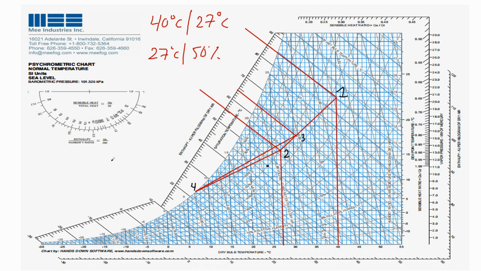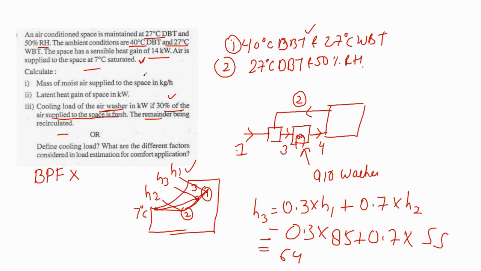Now what we have to calculate, first thing we have to calculate is the mass of moist air supplied to the space. Mass of moist air is equal to mass of air multiplied by 1 plus ws. This is a formula which we use for calculating mass of moist air.